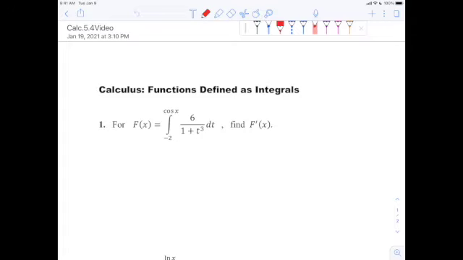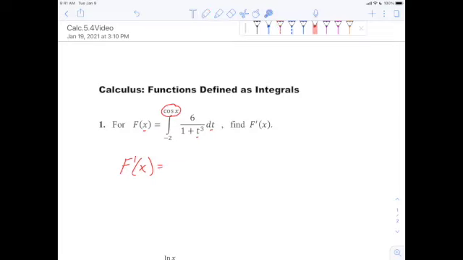So we have f of x is the definite integral from -2 to cosine of x of 6 over 1 plus t cubed with respect to t. Notice the difference in variables here, that your integrand is in terms of t and your function is in terms of x. That's so you don't confuse the two. If you want to find f of 2, for example, you plug it in for x. But this theorem right here we're about to do, take the derivative of this.